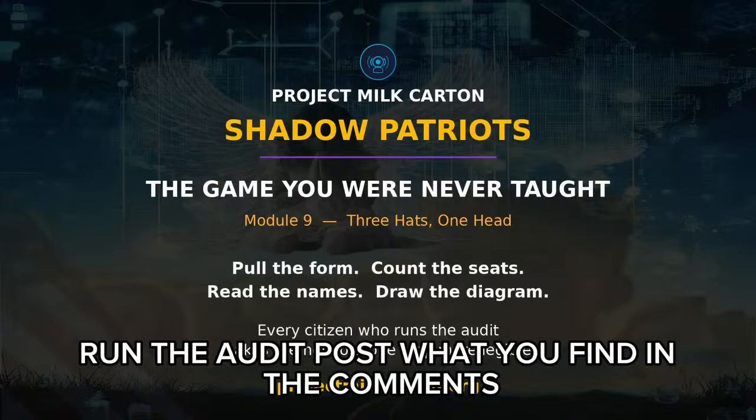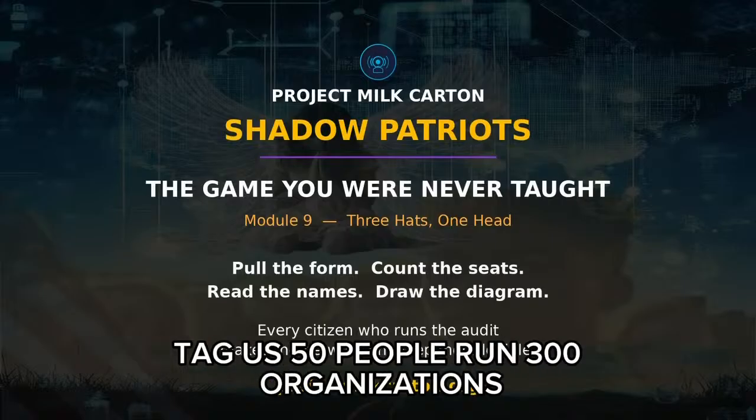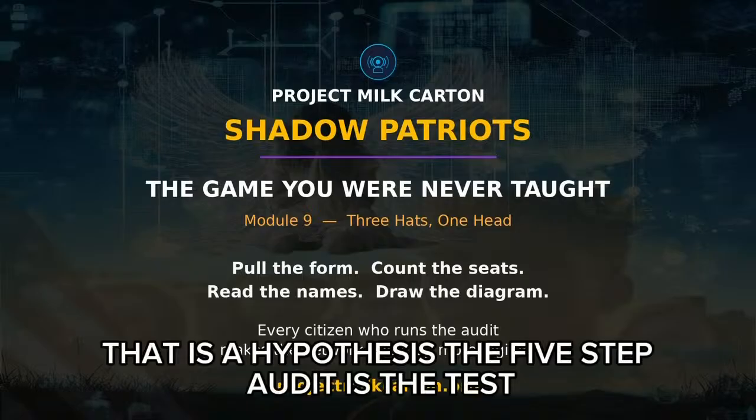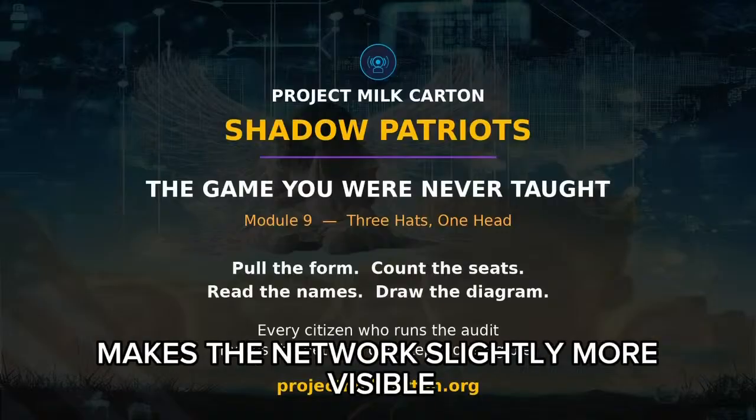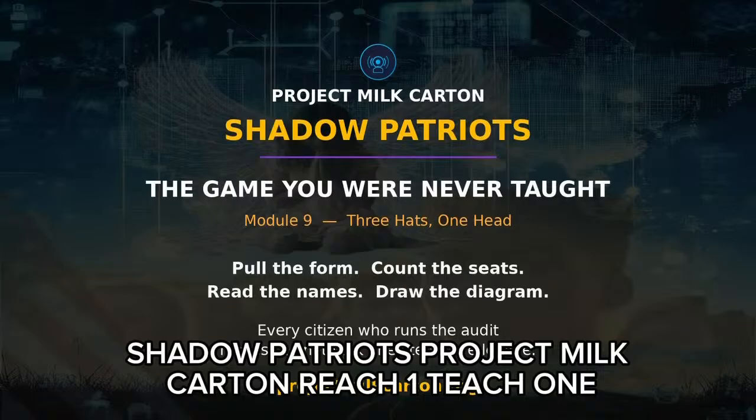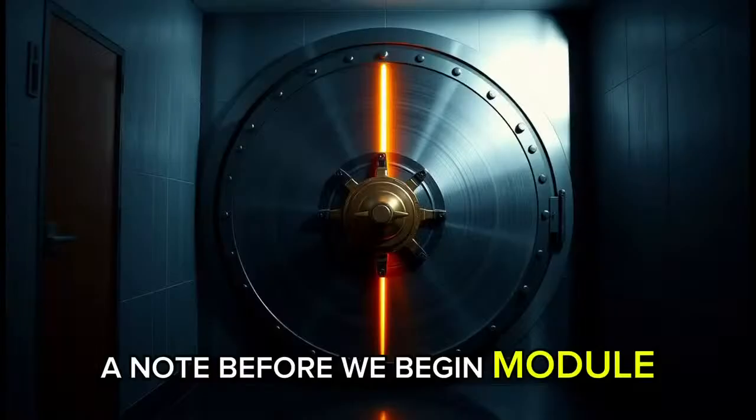Run the audit. Post what you find in the comments. Tag us. 50 people run 300 organizations. That is a hypothesis. The 5-step audit is the test. Every citizen who draws the diagram makes the network slightly more visible. Shadow Patriots. Project Milk Carton. Reach one. Teach one.